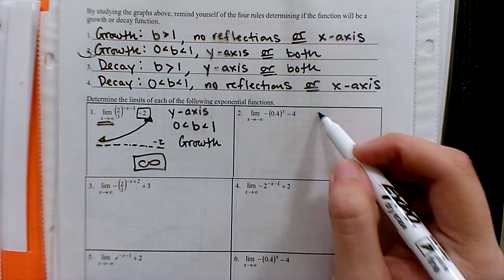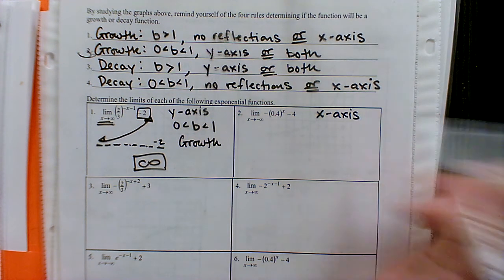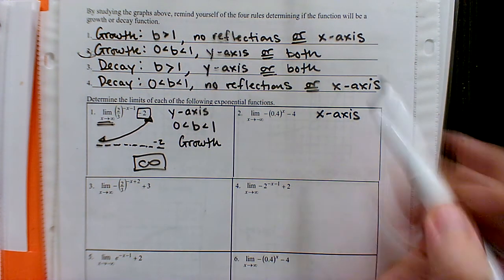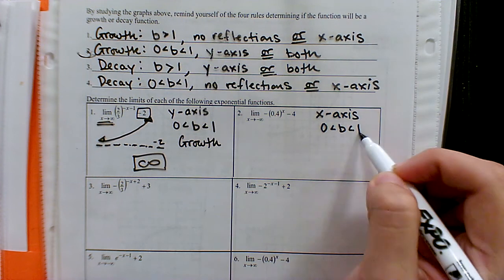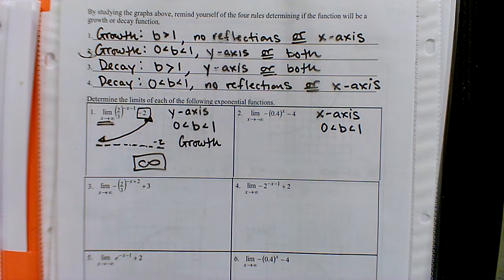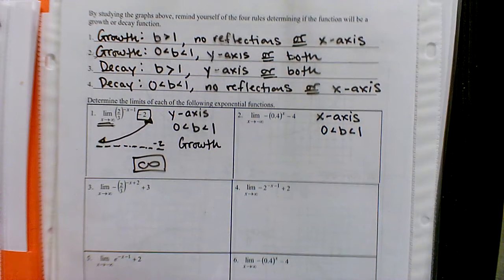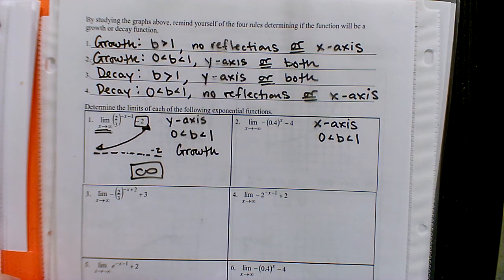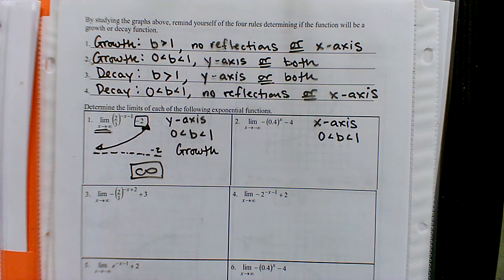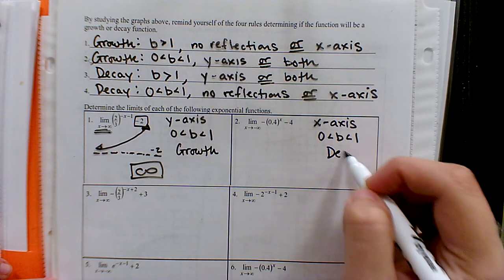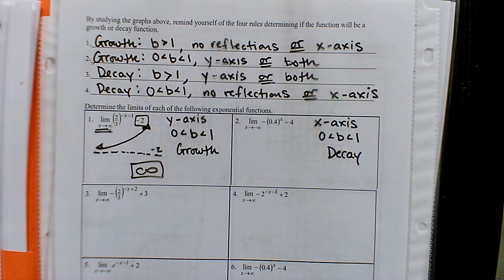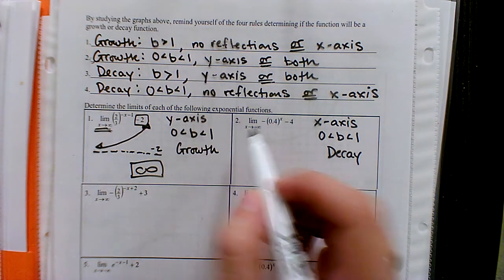Good, Braden? Outside. All right, so we have an x-axis reflection. Notice how our base 0.4 is between 0 and 1. So go ahead and use your little shortcuts up above, 1 through 4. If your base is between 0 and 1, and you just have an x-axis reflection, we got decay. Graphically speaking, as we go to the left, we're either going up or down forever, because as we go to the right, we're leveling off at that asymptote.